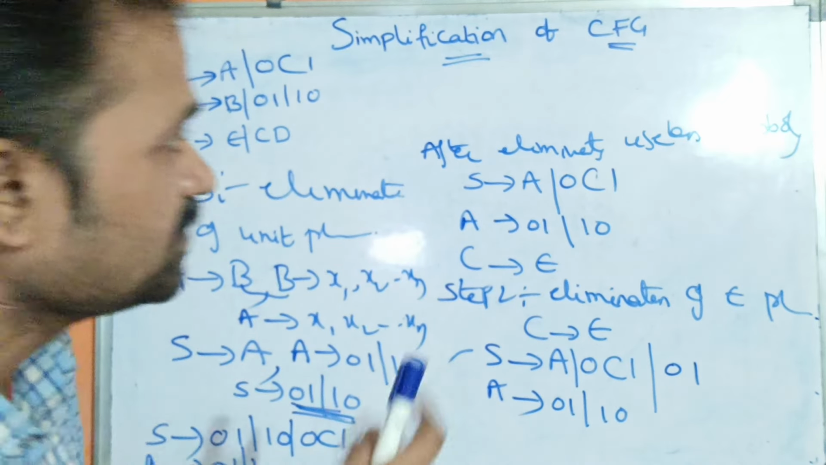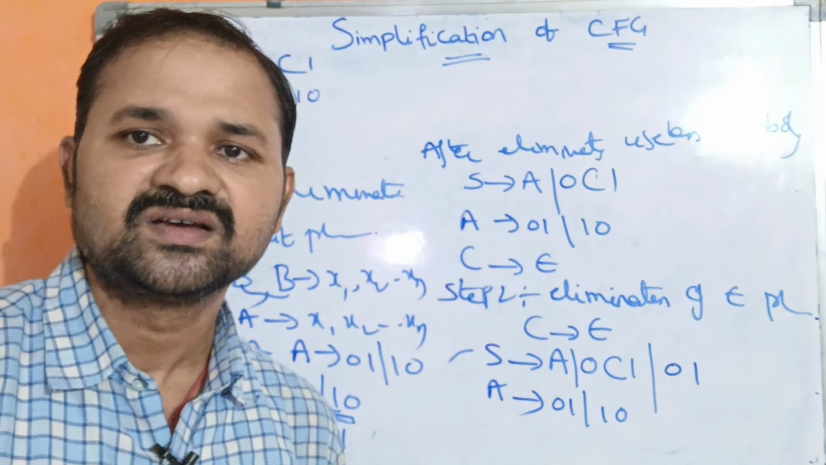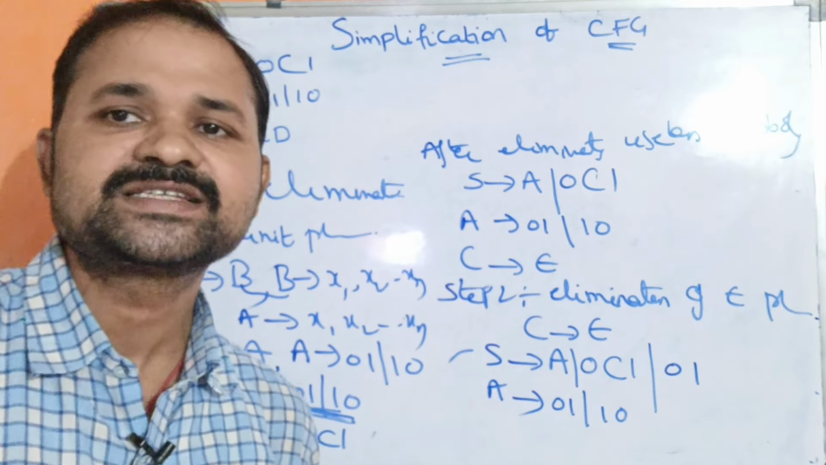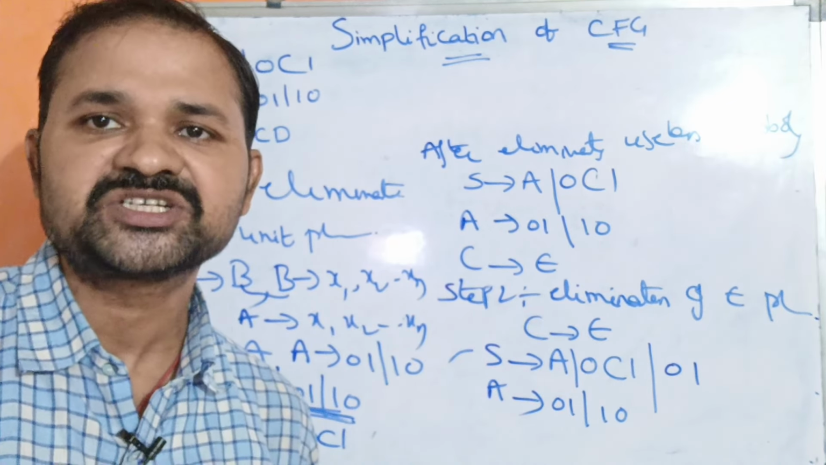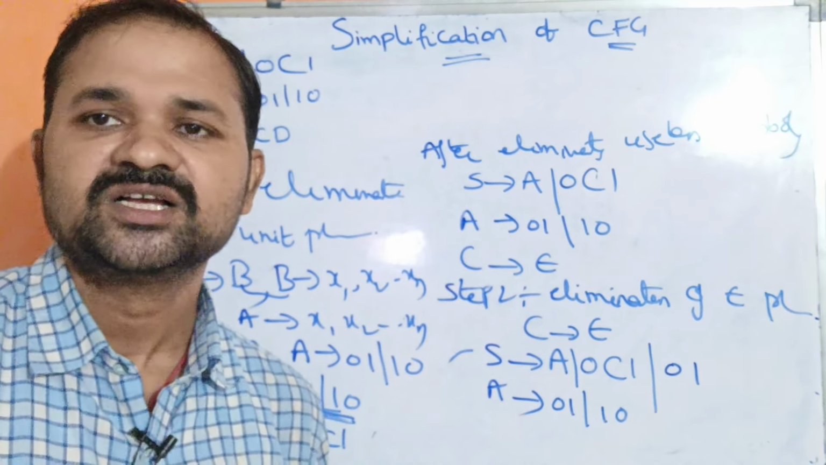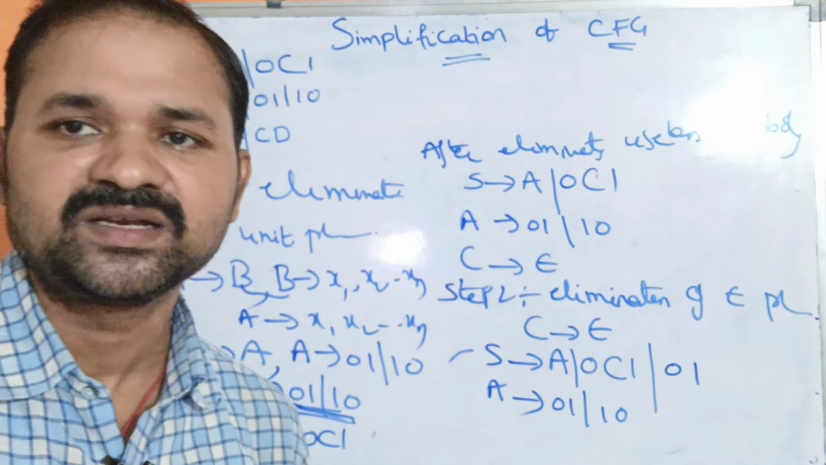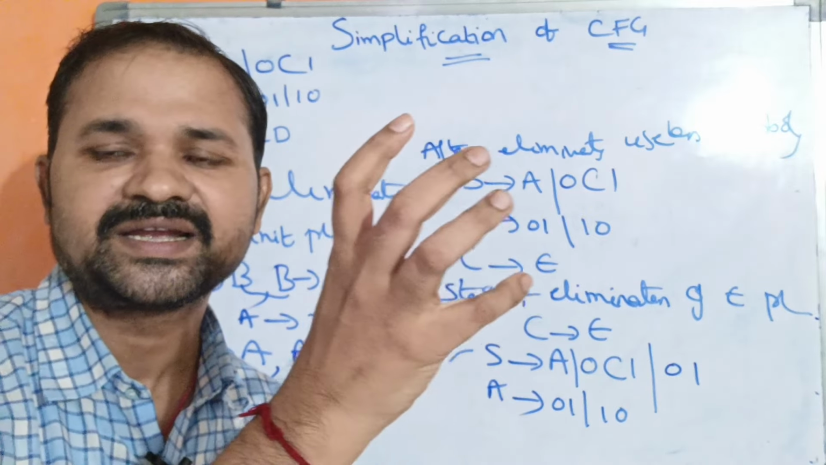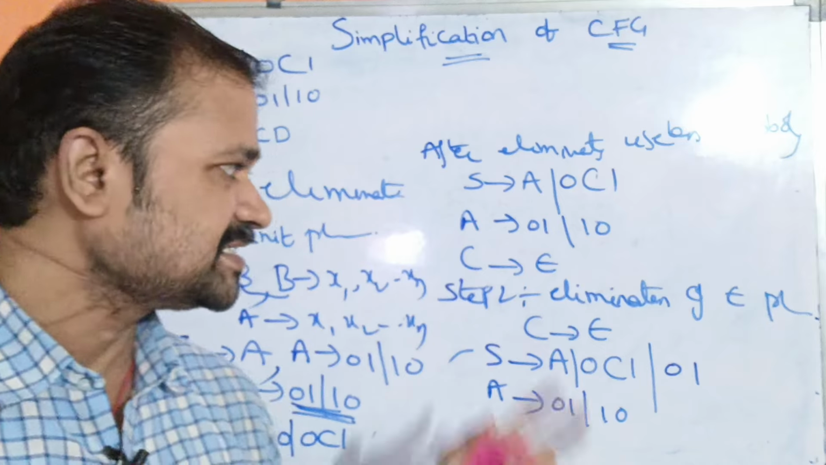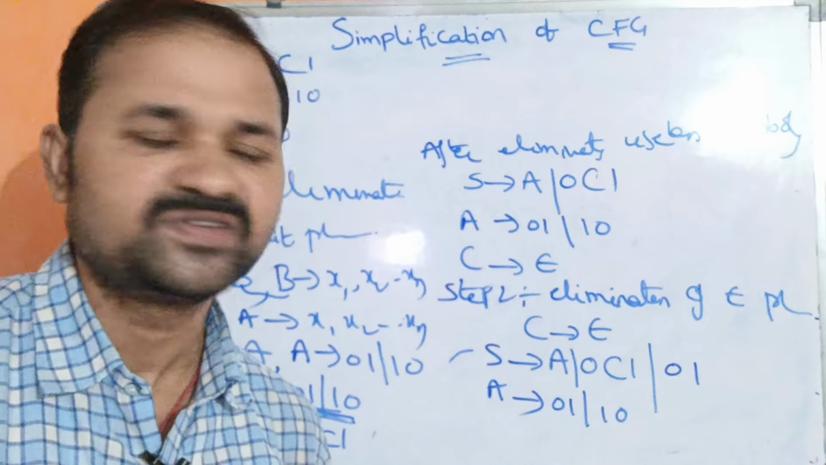So this is about simplification of CFG. Simplification, reduction or minimization of CFG is done with 3 steps. Step 1 is elimination of useless symbols. Step 2 is elimination of epsilon production. Step 3 is elimination of unit production. What is elimination of useless symbols? There we have to calculate useless productions and eliminate them. And what is the second step? Elimination of the epsilon symbol.